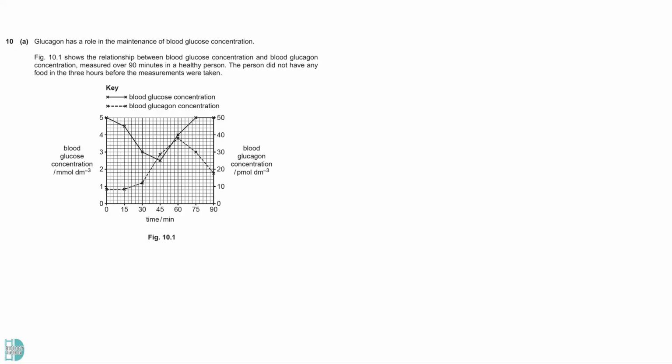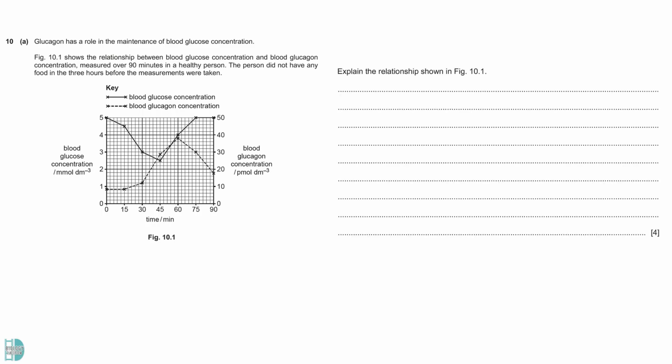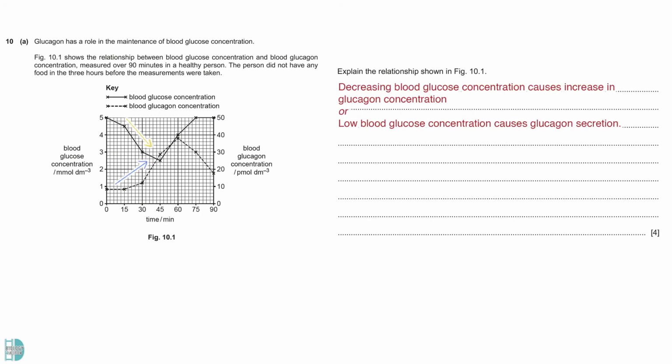10 shows the relationship between blood glucose concentration and blood glucagon concentration in a healthy person. The question wants you to explain the relationship shown in the figure. The first part of the graph shows that the decreasing blood glucose concentration causes an increase in glucagon concentration. In other words, glucagon secretion is stimulated by the low blood glucose concentration.